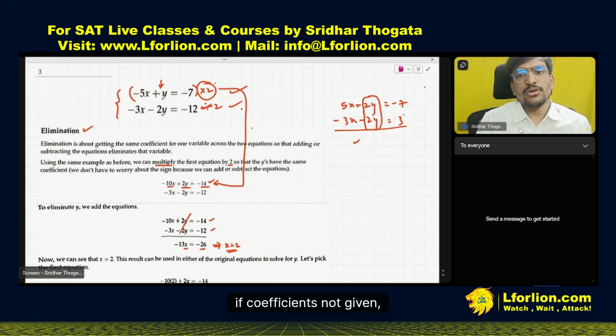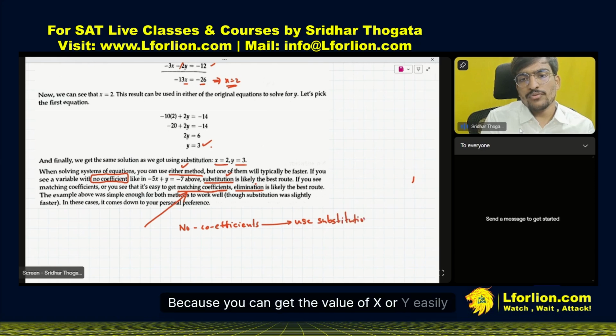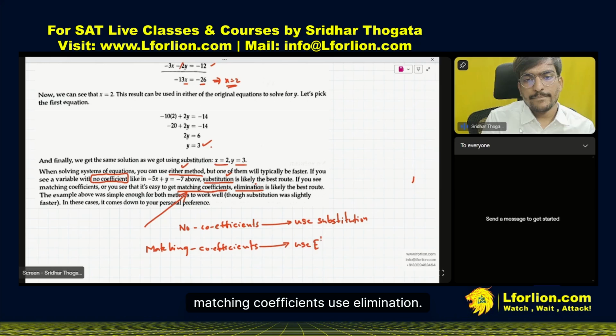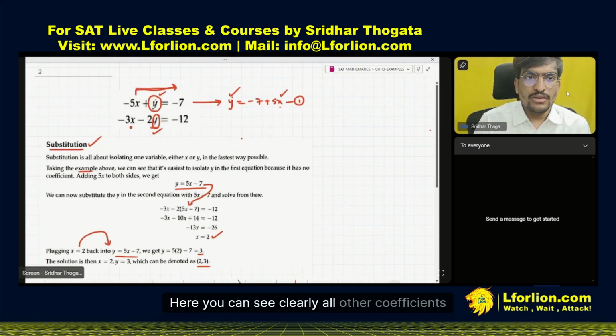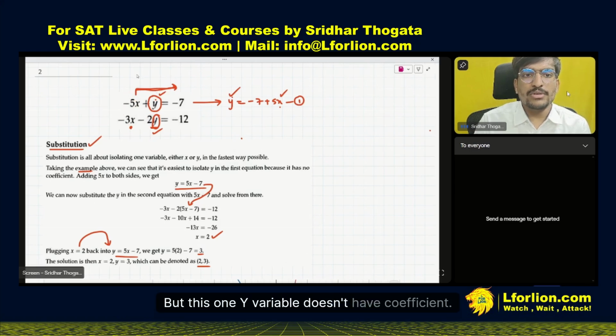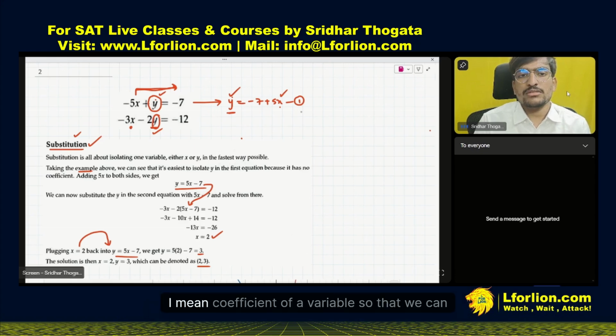If coefficients are not given, then substitution. No coefficient, use substitution, because you can get the value of x or y easily when there is no coefficient. When matching coefficient, use elimination. Substitution, when coefficients are not matching, here you can see clearly all other coefficients are there, but this one y variable doesn't have a coefficient. We are using that to get the value of y, and we substitute. In these situations, we substitute when there is no coefficient, I mean coefficient of a variable, so that we can get the value of that and substitute and get it easily.